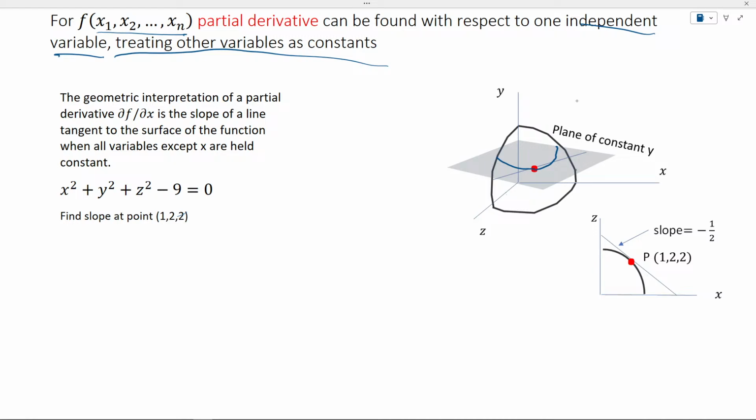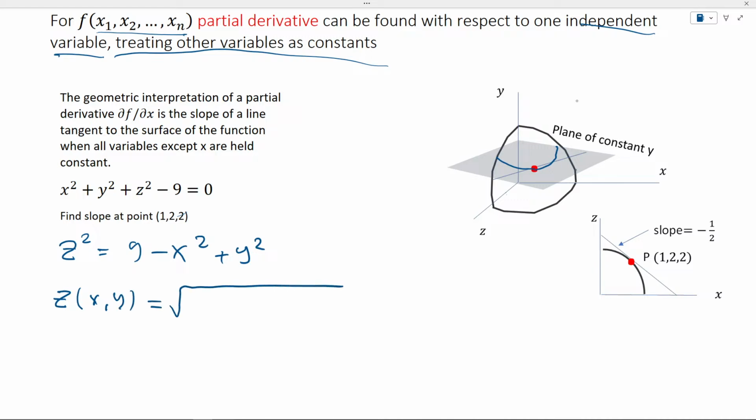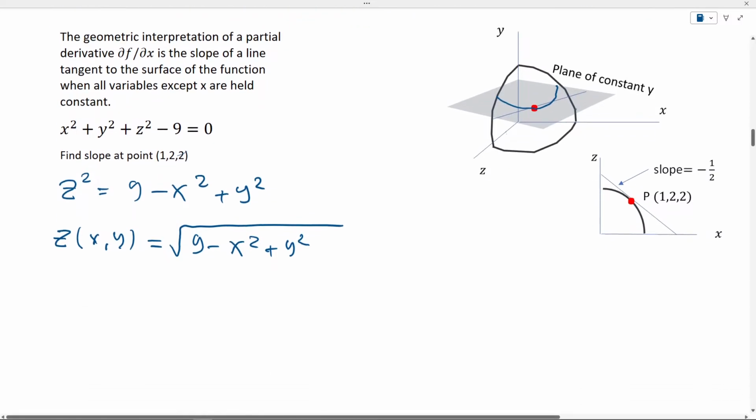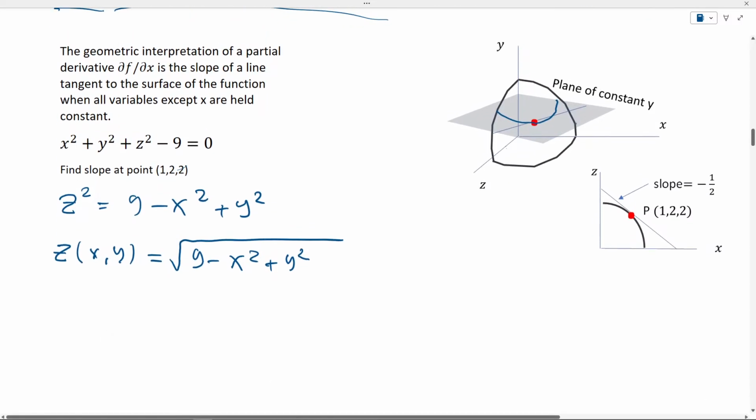So how can I solve something like this? I can express z squared is equal to 9 minus x squared plus y squared. I want to find z as a function of x and y. I can say that z is equal to the square root of 9 minus x squared plus y squared. Now I want to find the slope here. So how could I find the slope here?